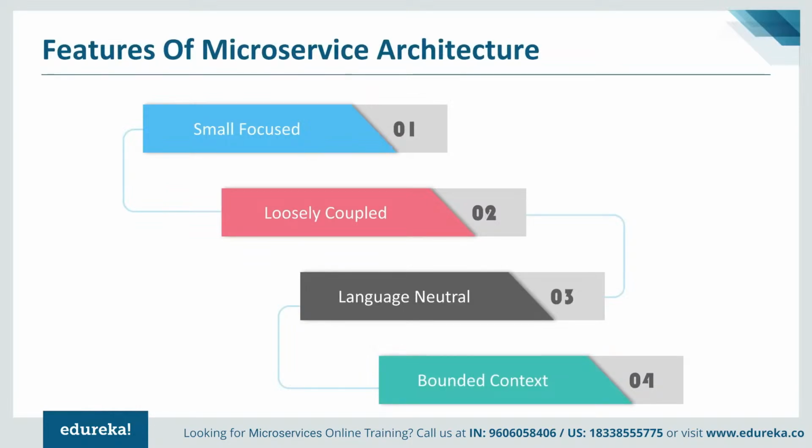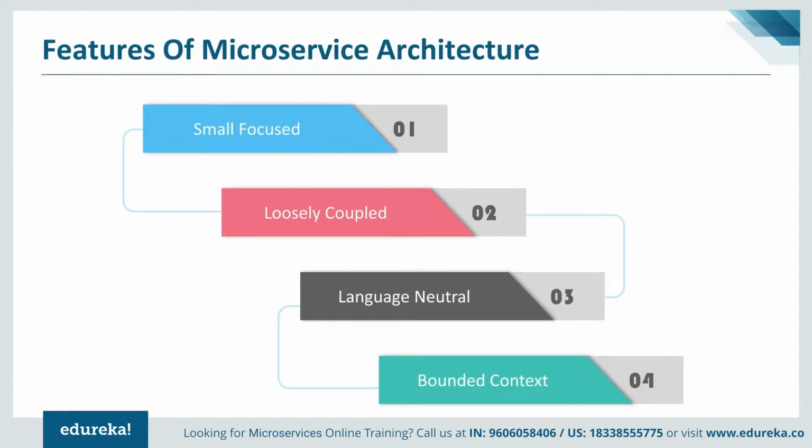Then the next point is loosely coupled. As I've already mentioned multiple times, each microservice is independent of each other and does not need to coordinate as well. This makes the development as well as the deployment real quick, guys, right? So if I have to update a particular service, I'll only update that service. I won't update the other services, right? So that way deployment becomes really quick. That's the big advantage.